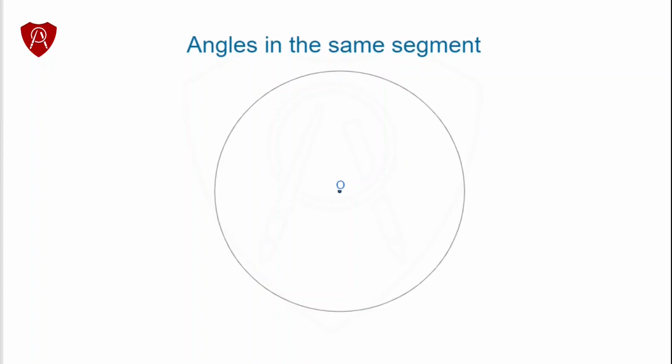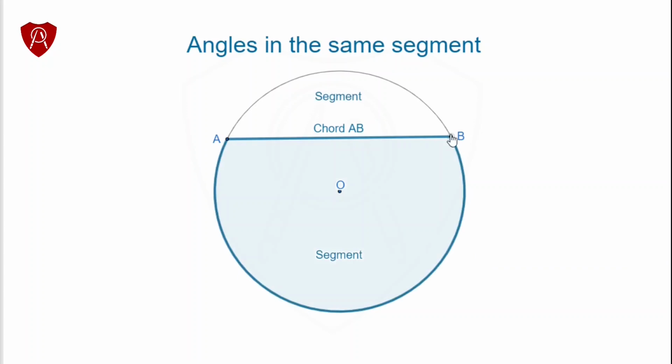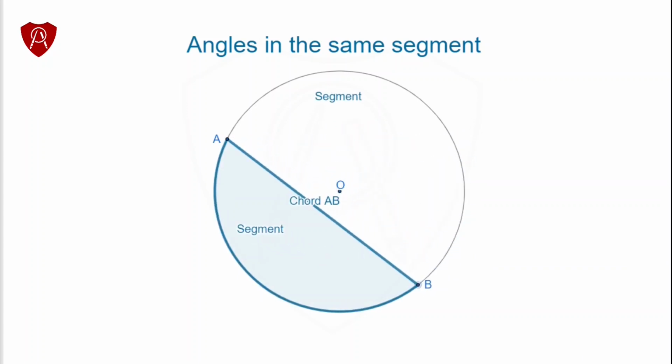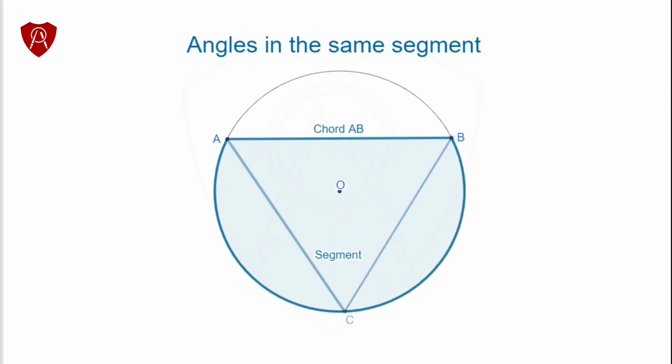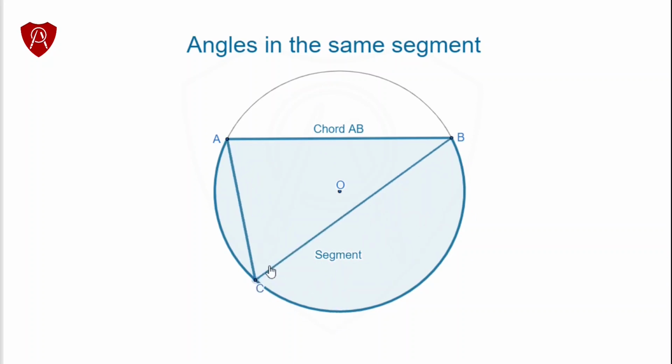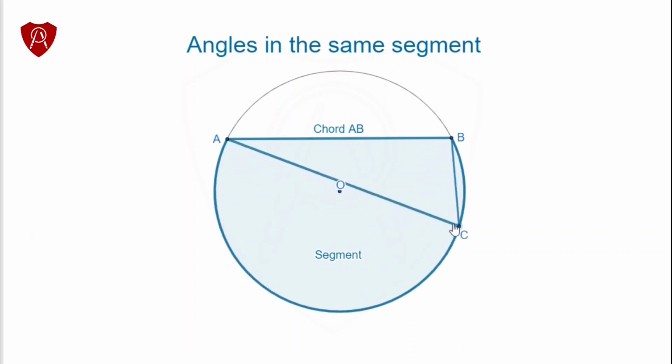Another theorem. Let's look at angles in the same segment. Let us now focus on the chord AB. As discussed in an earlier lesson, a chord divides the circle into two segments. We shall work within the shaded segment. From the ends of the chord, let us subtend an angle at the point C on the circumference. This angle is in the shaded segment subtended by the chord.